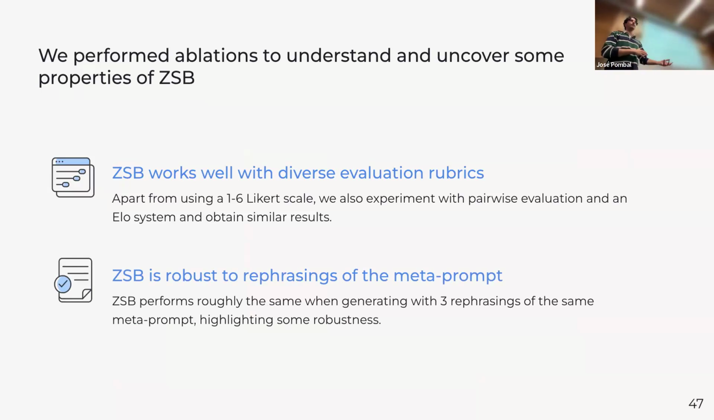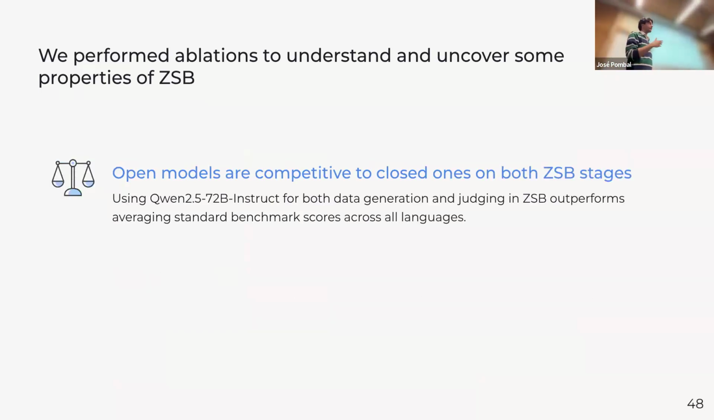So there are better prompts than others, obviously, but the method isn't super sensitive to a very specific prompt or anything. Then we also show that open models are competitive for benchmark creation. So both on data generation and evaluation, you don't need to use Claude 3.5. That's the model we use, but you can get just almost as good results with Qwen 2.5 7B at the time. That's already a very outdated model.